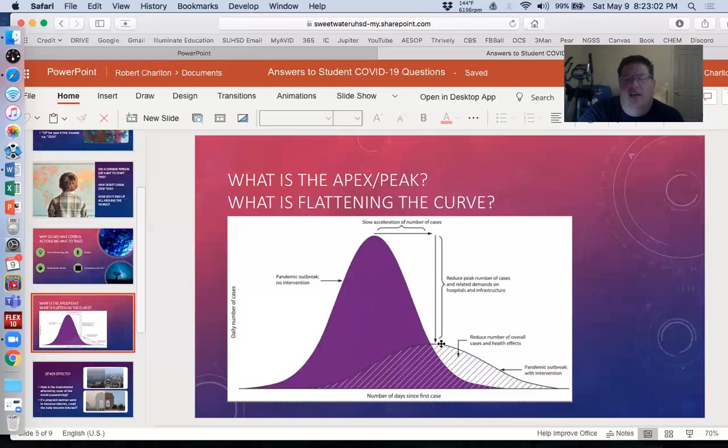And how do we flatten that curve? Just all the stuff I was talking about. Social distancing, wearing a mask, washing your hands, keeping away from people, just all that good stuff. And so why is it that you're not in school?